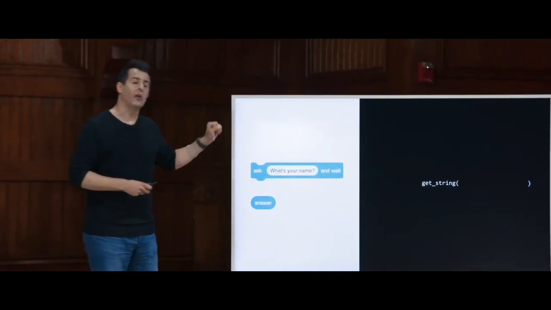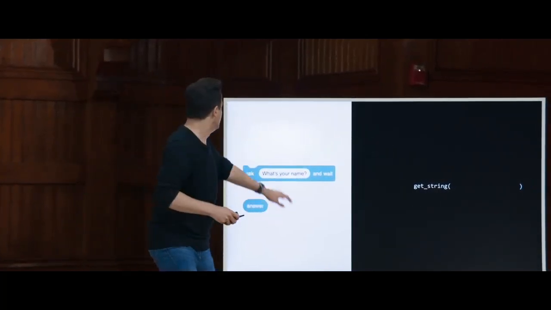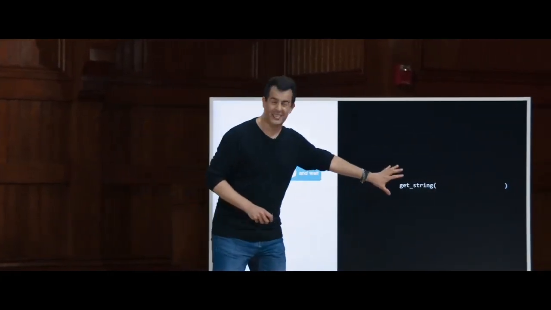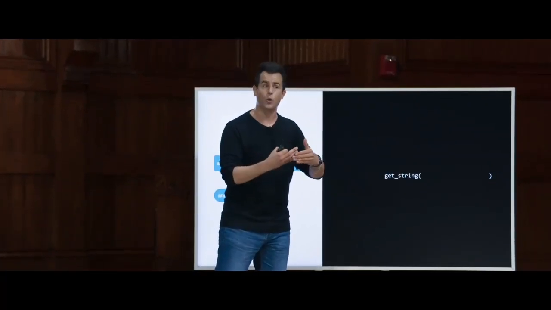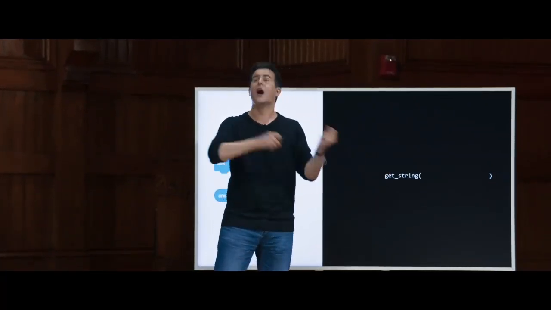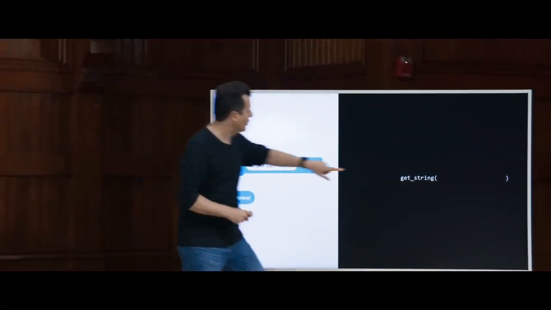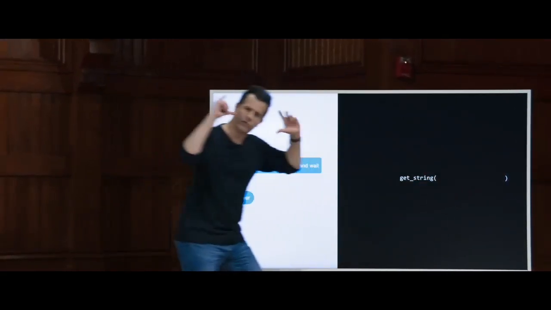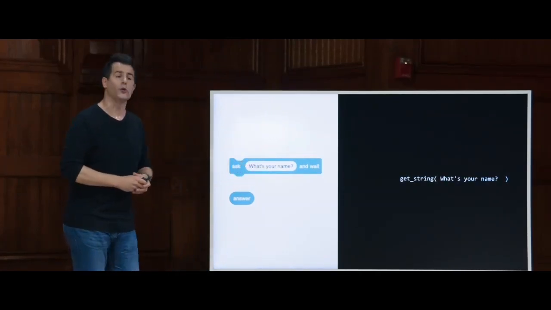So getString, I claim, is going to be the most analogous function in C to the ask block. And to be clear, this is a CS50 specific thing, training wheels of sorts, but we'll show you in a few weeks what this function is doing and how you cannot use it moving forward once you're comfortable with the language itself. Notice I've put parentheses left and right as sort of a placeholder for user input, and that user input is going to be "what's your name?"